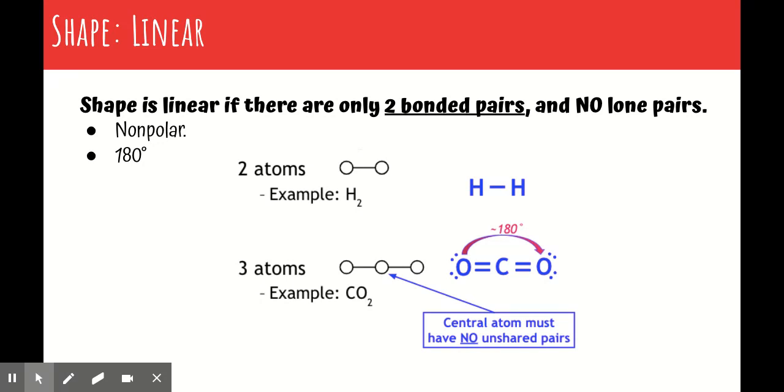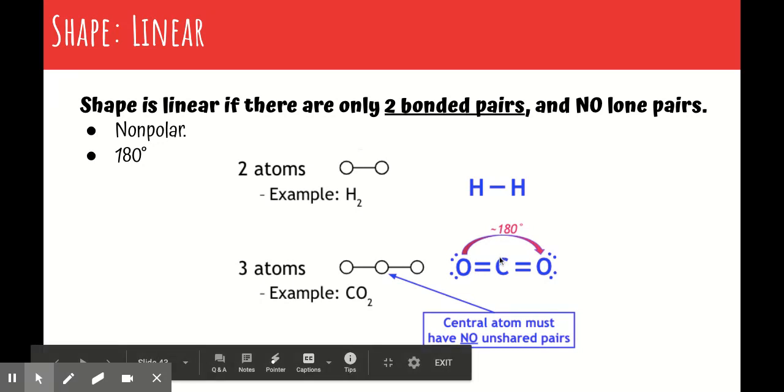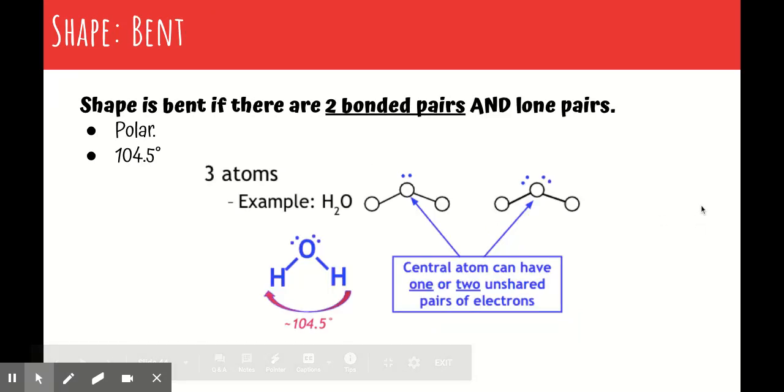But if you have 3 atoms with 2 bonded pairs, so you have a bond on either side, if there are no lone pairs, you're going to have a 180-degree angle, and it is going to be linear and nonpolar. Okay, so there's nothing in the center there. There's nothing on this carbon atom that's causing a higher electronegativity right here. So it's going to be equally shared.